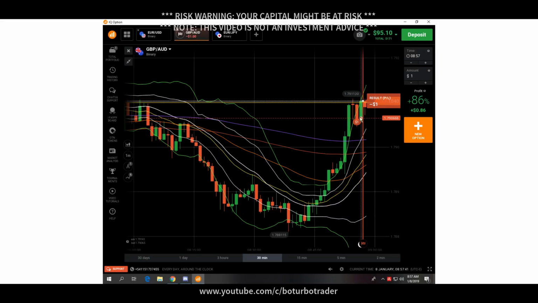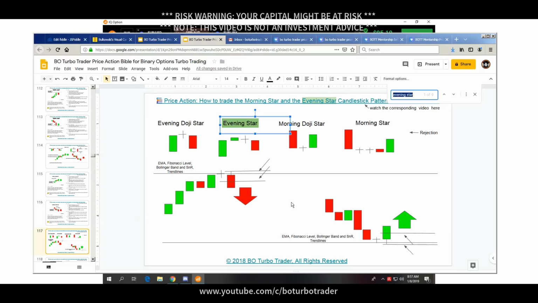I have shown you this. We have here this bullish candle, and this wick didn't break through the 50% level. I have shown you this here, let me show you. Evening star, 50% level: waiting for a rejection from the 50% level.